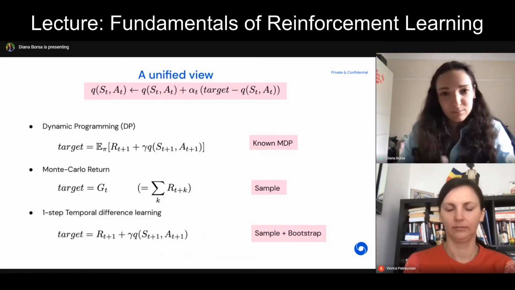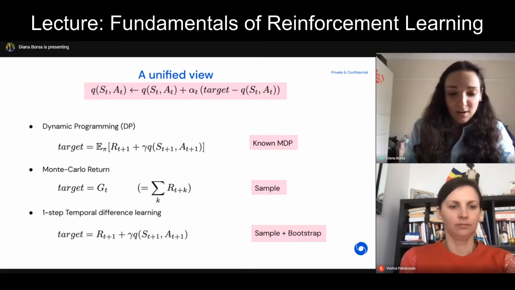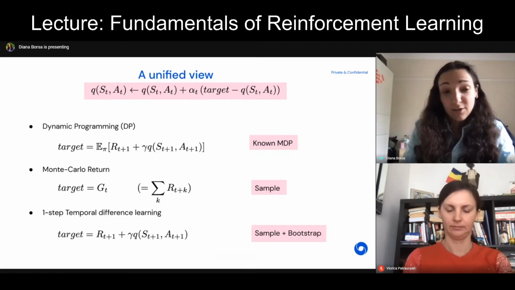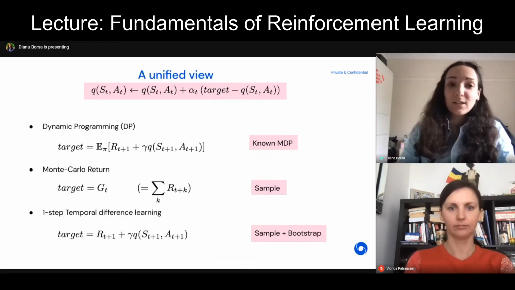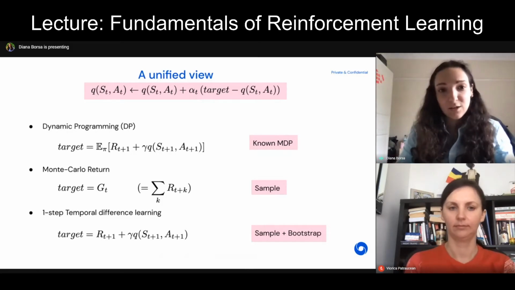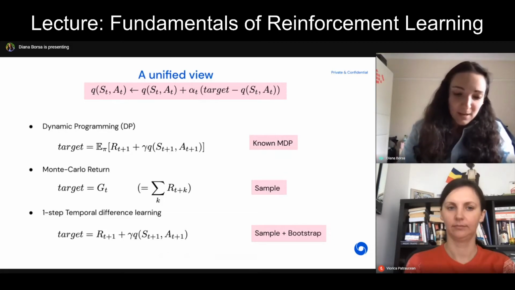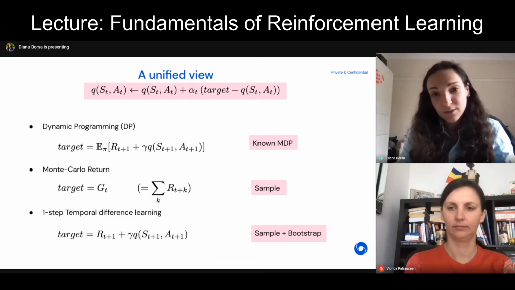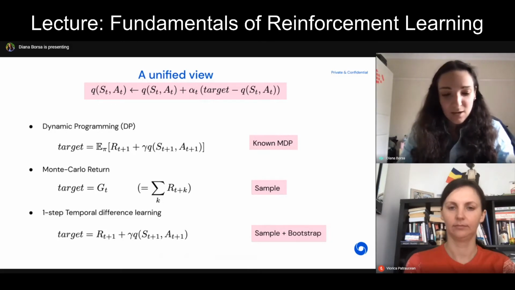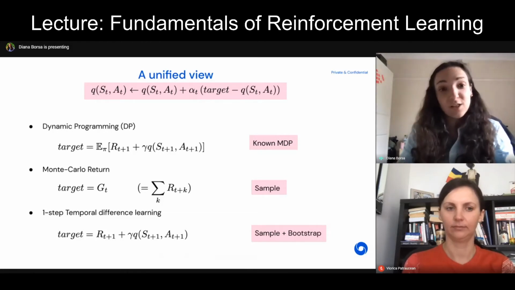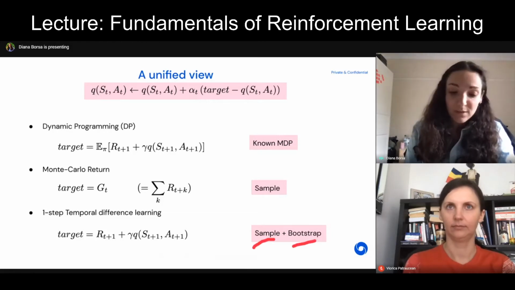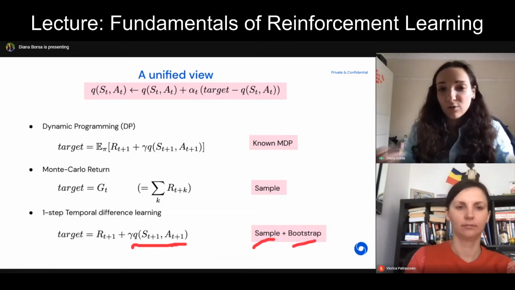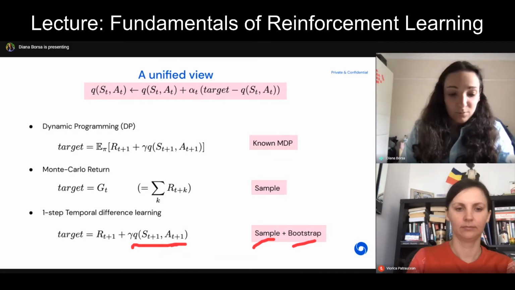Another view on it is this. If you do have the MDP, go ahead and do dynamic programming. This is probably the best trade-off that you can get. If you don't have access to the MDP, then a sample version of this is Monte-Carlo, and the sample version with bootstrapping, so relying on your estimate to do your update, would be something like an n-step return.